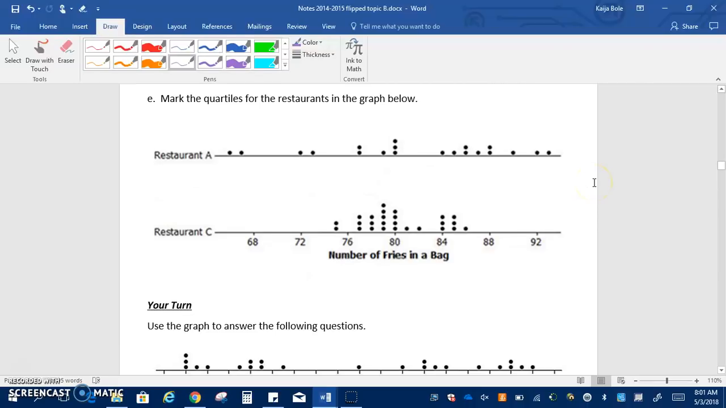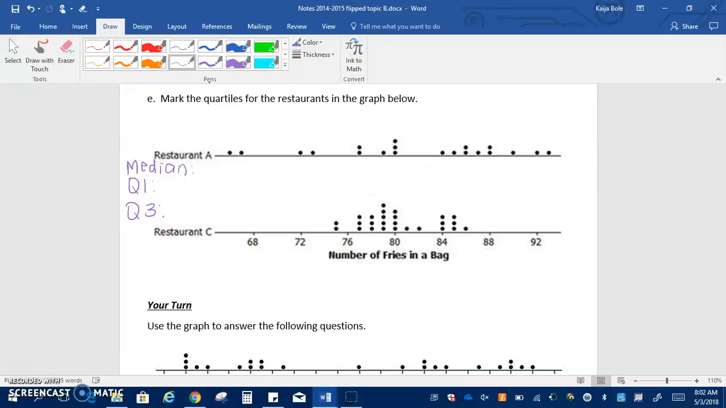E says to mark the quartiles for the restaurants in the graph below. There are a few steps you always have to do. The first step is to find the median. Then we're going to have a lower quartile, which I'm going to call Q1, and an upper quartile, which I'm going to call Q3. For now, we're going to look at restaurant C because they have numbers on the graph.